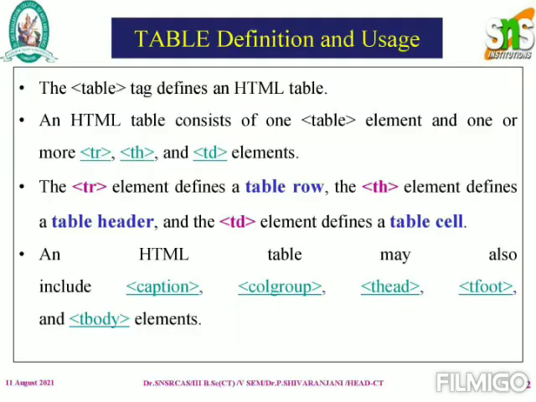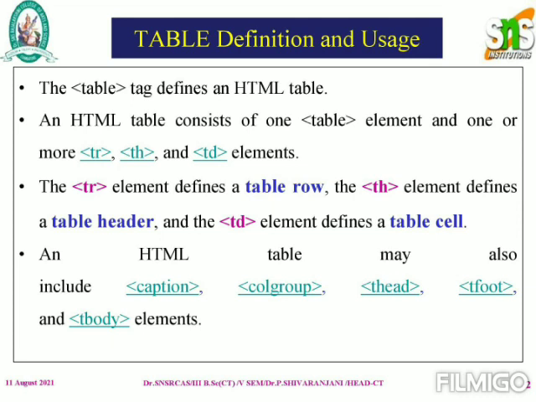In order to create a web page in table format, that is in the form of rows and columns, you will make use of the table tag. The table tag consists of other elements such as tr, th, td. So tr refers to table row, th refers to table header, and td refers to table cell or table data.